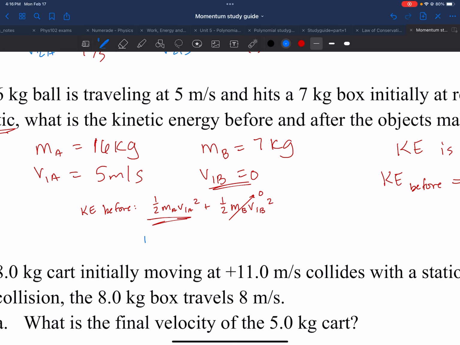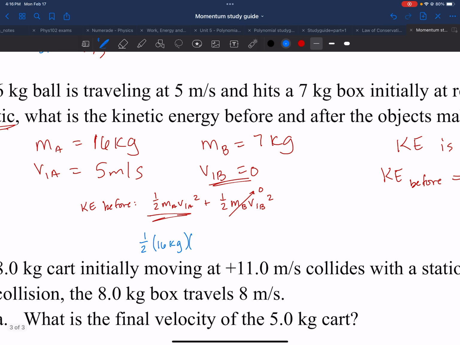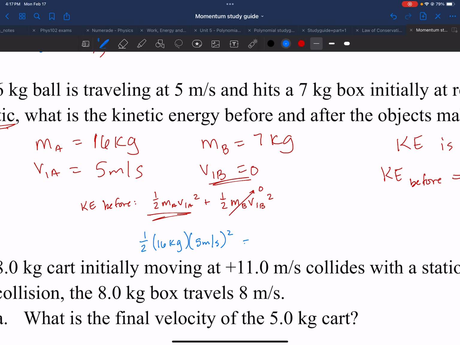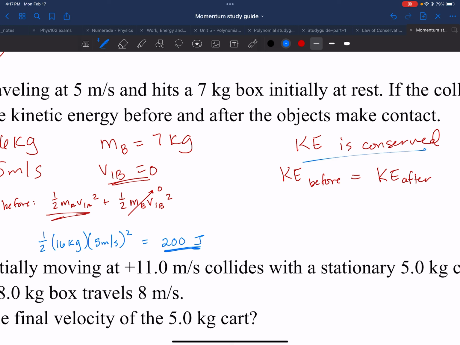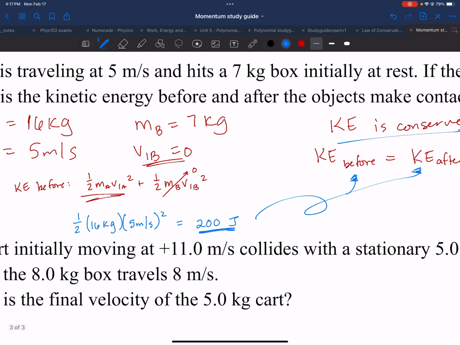So let's go ahead and plug in. I have 1/2 16 kilograms times 5 meters per second, quantity squared. So I'm just going to square that 5, so that becomes 25. Half of 16 is 8, so 25 times 8 gives me 200. So 200, and because this is energy, I'm talking about joules. So because when kinetic energy is conserved, it's the same before and after, this has answered essentially both questions just by looking at one side of it.